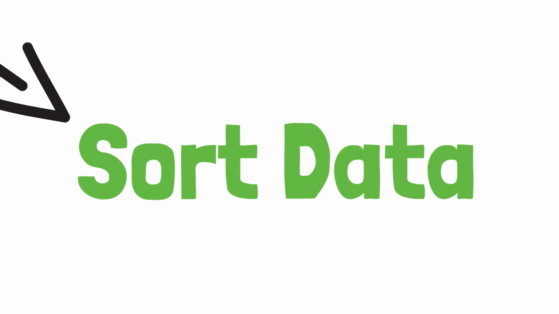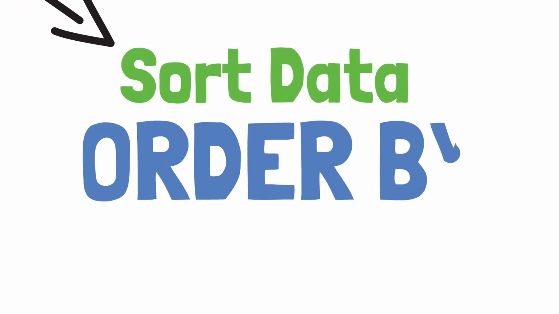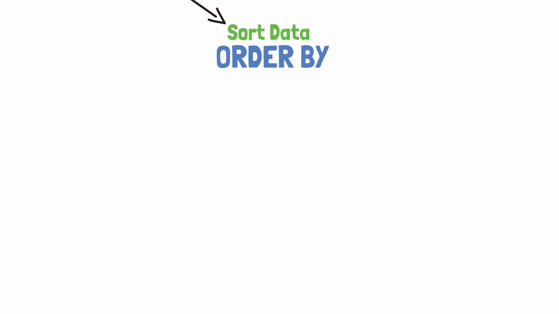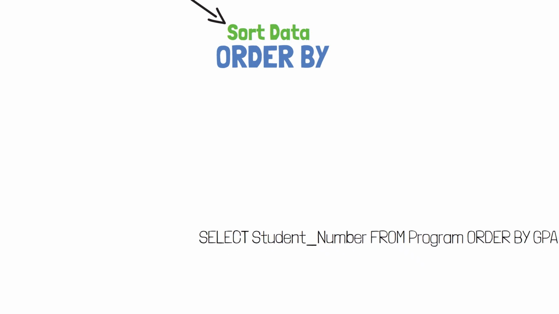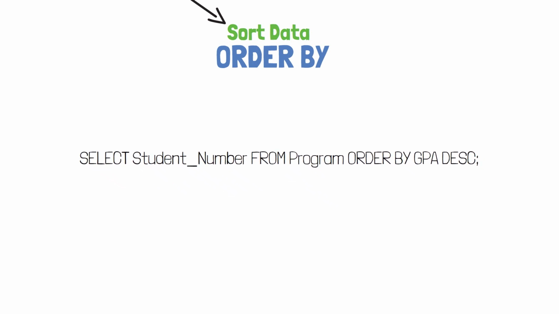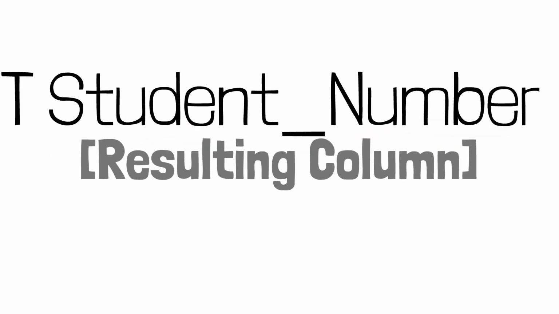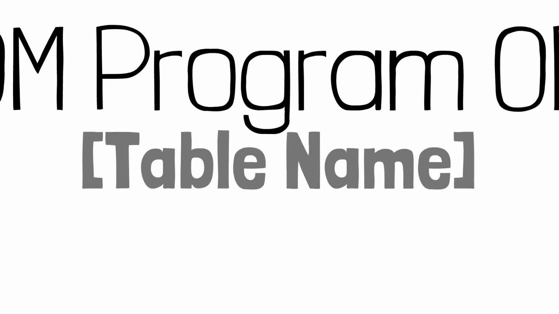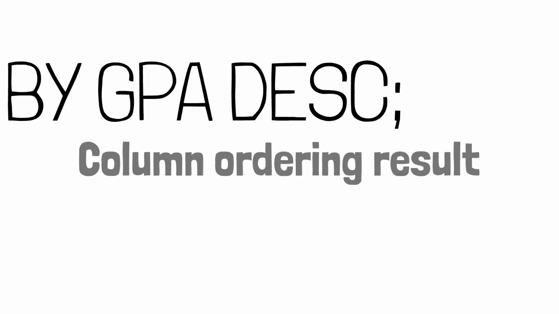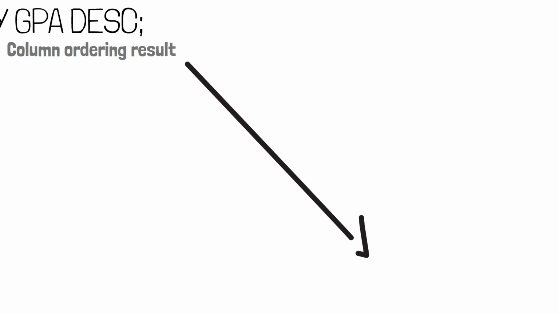The sort data function in Excel can be replaced with order by in SQL. Order by allows us to organize our data by a certain column. I have a query here, select student number from program, order by GPA. Again, student number will be the resulting column, program is the table name, and GPA is the column on which the order of the data depends. The keyword DESC stands for descending and simply means I'd like to order by GPA in the reverse order.